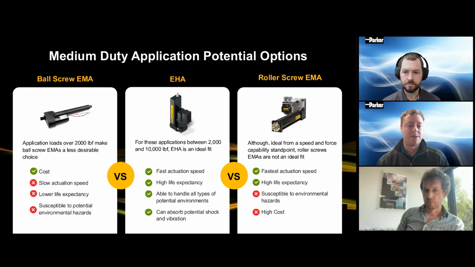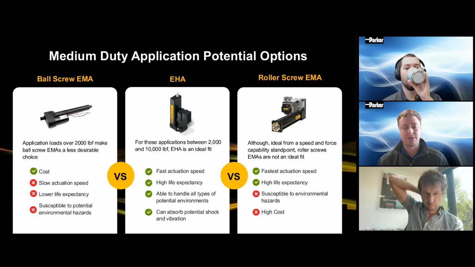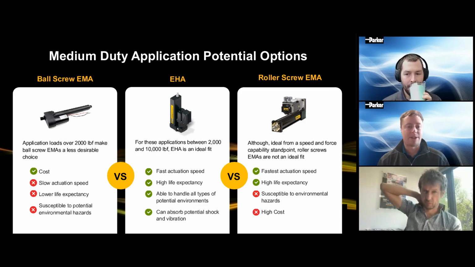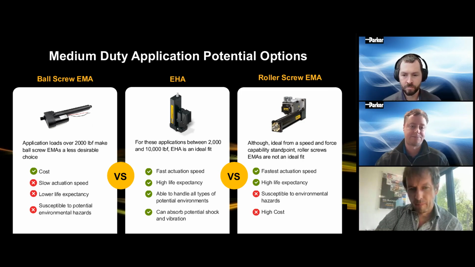Lastly, because we're in the middle, we can start to look at more sophisticated options, like the roller screw EMA. That is a potential as well. It can handle those higher forces. It has the fastest actuation speed, has a high life expectancy. But again, it's more industrial, it's susceptible to those environmental hazards, and it really has a high cost due to its construction.